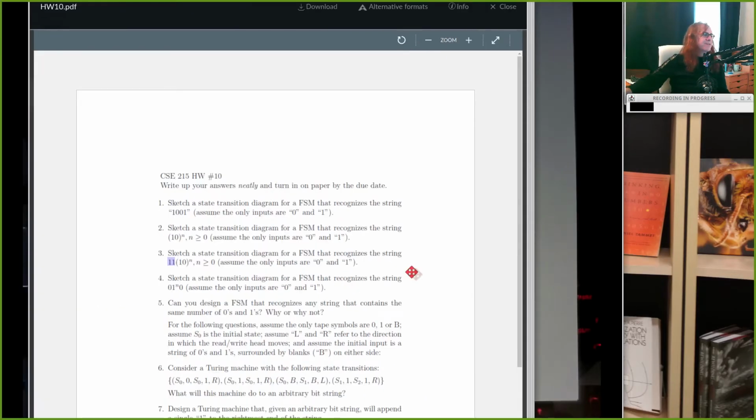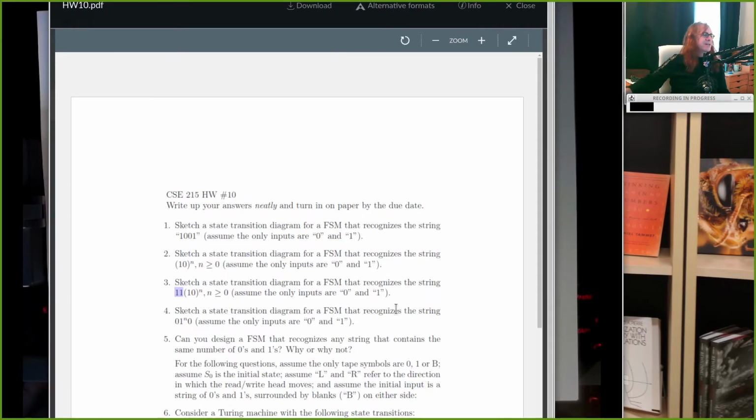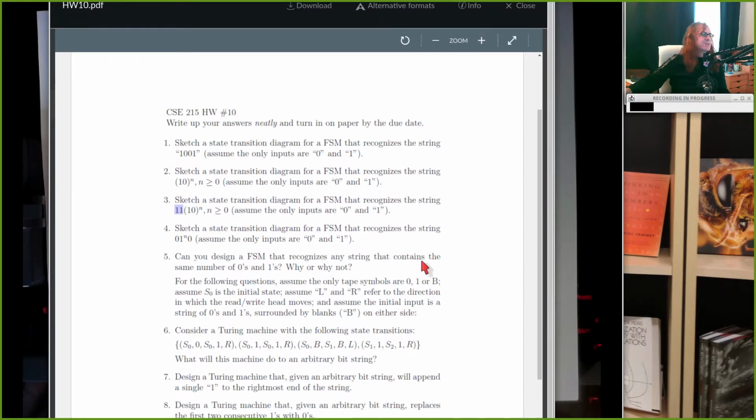All right, so question 5 is a good conceptual question. Can you design a finite state machine that recognizes any string that contains the same number of 0s and 1s? So what do you think about this? Is this possible?